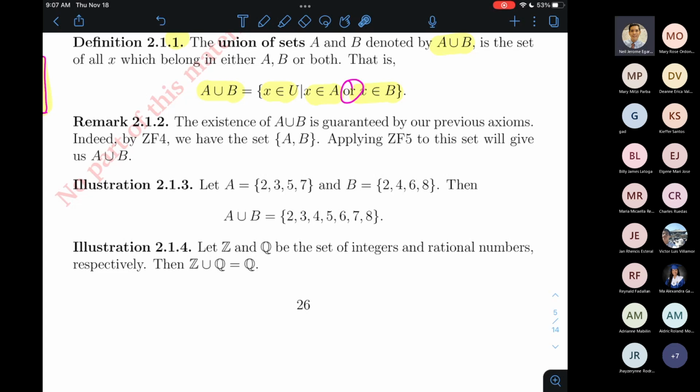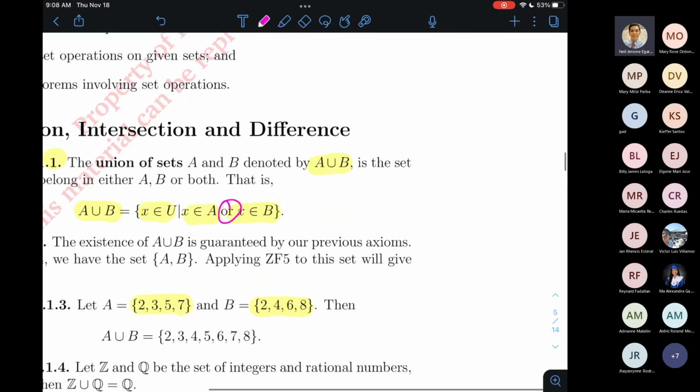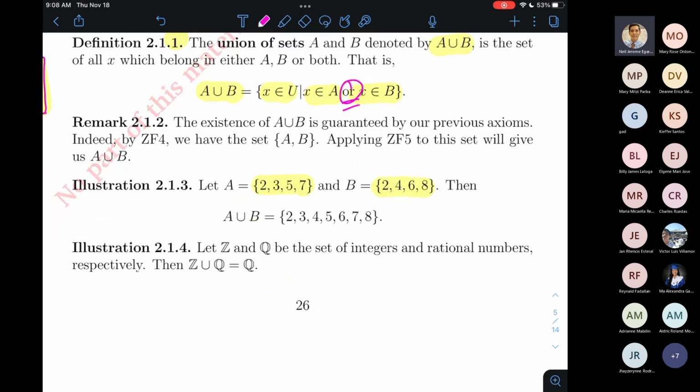Okay? Now, some tangible examples. Let's consider the set A to be the set containing 2, 3, 5, and 7. Okay? And then the set B is the set containing 2, 4, 6, and 8. Now, to get the union of A and B, we'll simply collect the members of A and B and put them together inside a set. Okay? Dahil ang membership ay naka-OR, again, sufficient na maging member ng isa sa kanilang dalawa para maging member nung union. So yung mga members ni A, automatic members sila nung union. Okay? And then lahat ng members ni B ay members din ng union.